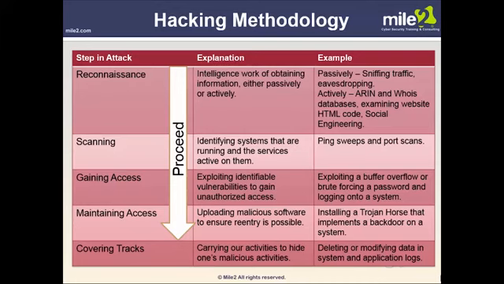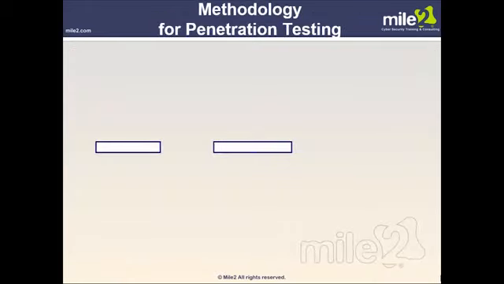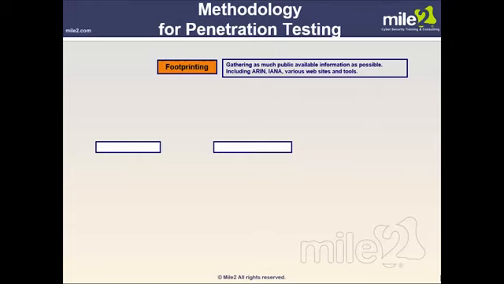Rootkits has its own little section there as well, but all that is coming into play when it comes down to that. So know the 5 phases in order: reconnaissance, scanning, gaining access, also known as enumeration, maintaining access, and covering our tracks. So methodology for pen testing, basically we start off with footprinting, right?